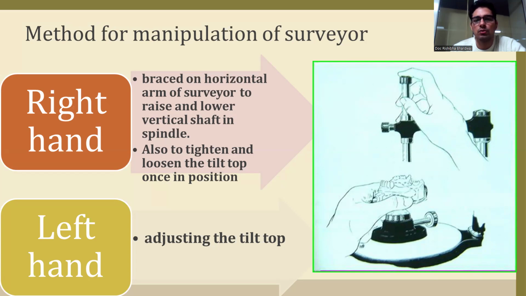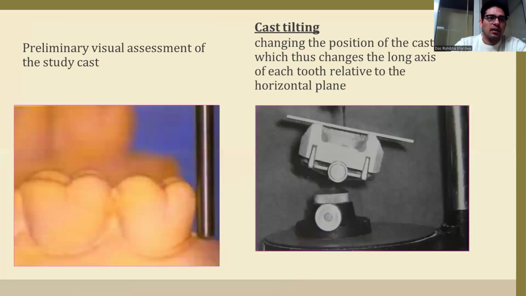The left hand is used to adjust the tilt of the top, like the cast holder, we need to tilt. The amount of the tilt that is required is to be done with the help of the left hand, and the surveying and the markings are to be done with the help of the right hand. Primarily, visual assessment of the study cast is to be done. Then we do the tilting, changing the position of the cast, which thus changes the long axis of each tooth relative to the horizontal plane.